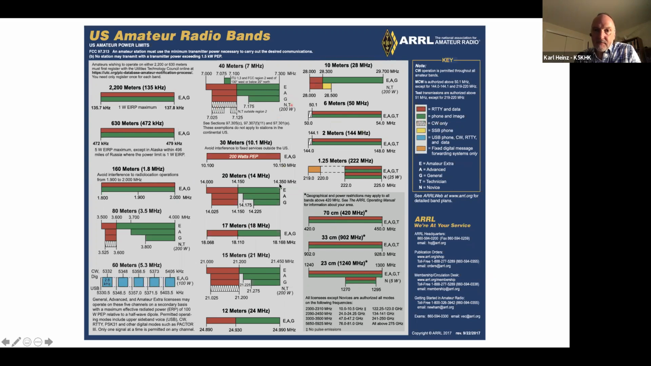And some of these HF bands have privileges for you carved out. The interesting thing is once you get to 6 meters and higher, there is no distinction anymore between an extra, a general, or a technician. You have exactly the same, or you will have exactly the same privileges as somebody with an extra class license on 6 meters and higher. That, I think, is also a question on the test.